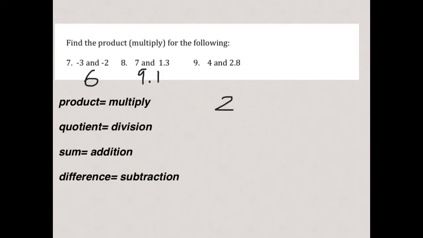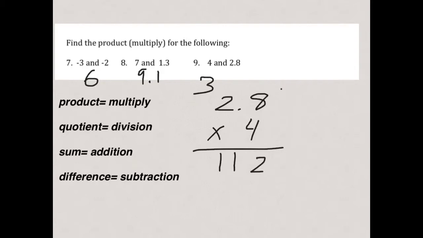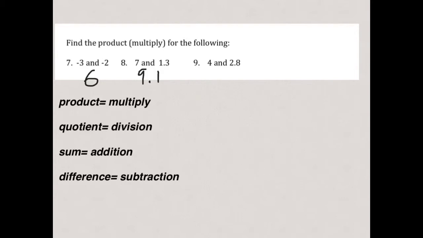Now, 2.8 times 4. Again, I put the number with the most amount of decimals on top. This one has only one number with decimals. Put that on top, which is 2.8 times 4. 4 times 8, 32. 4 times 2 is 8, plus 3 is 11, so 112. One number behind the decimal, again, and it equals 11.2. So, again, if we forgot what to do with the decimal or where do we move it, there you go. That's how we get that problem done.